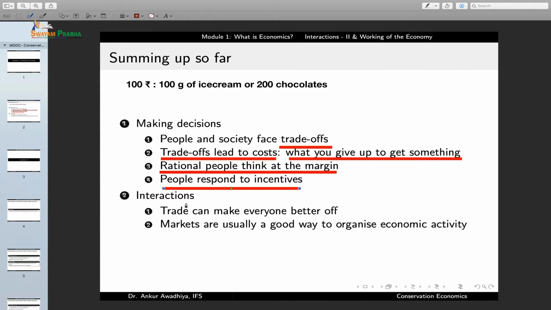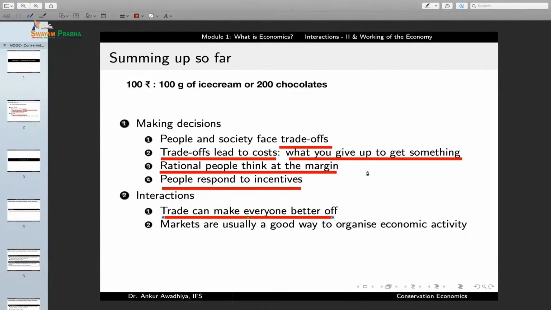Then we looked at interactions, and in interactions, we saw that trade is something that can make everyone better off. Now, this is because with trading, we allow people to specialize into doing things that they have the highest comparative advantage in. So, comparative advantage means that if I can make something at a cheaper cost than you, then probably I am in a better position to make that good. And in that case, the society would benefit if I made more and more of that good.